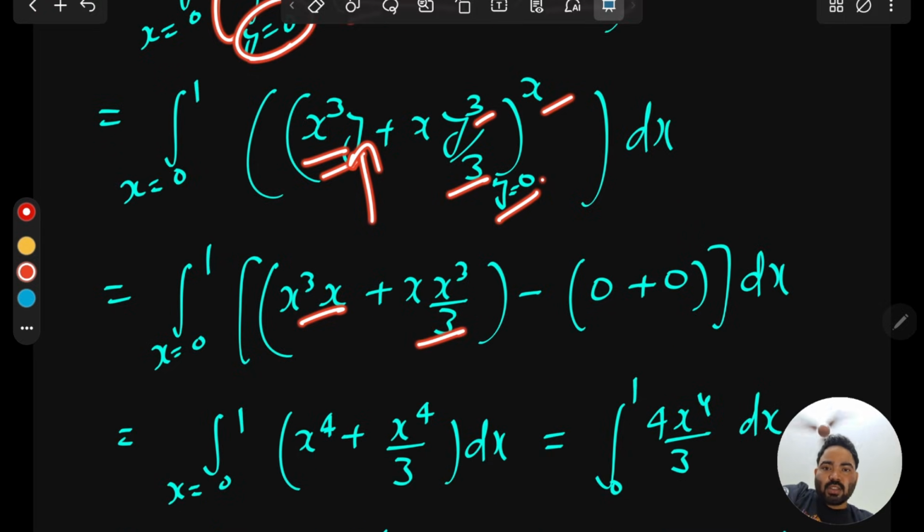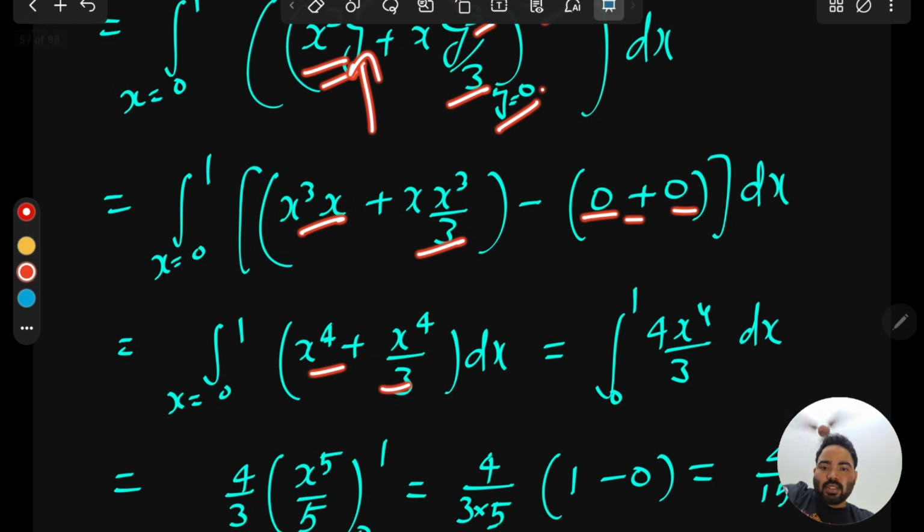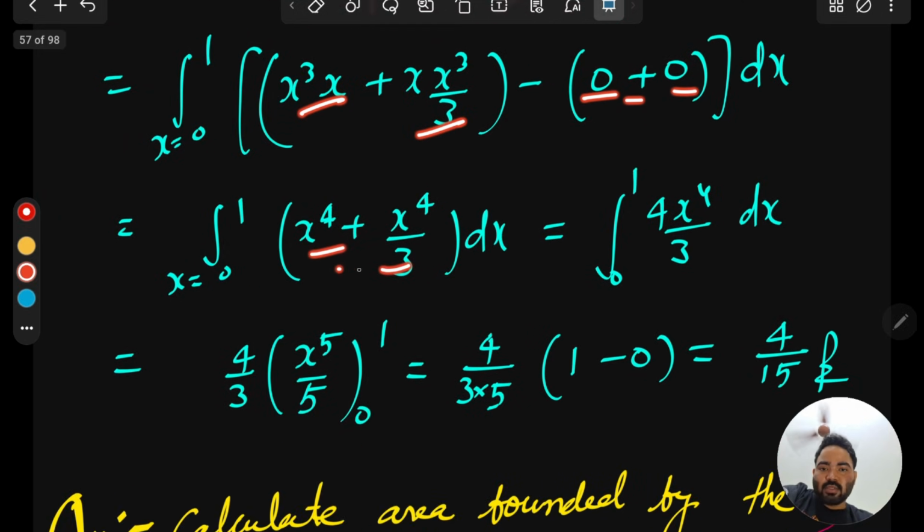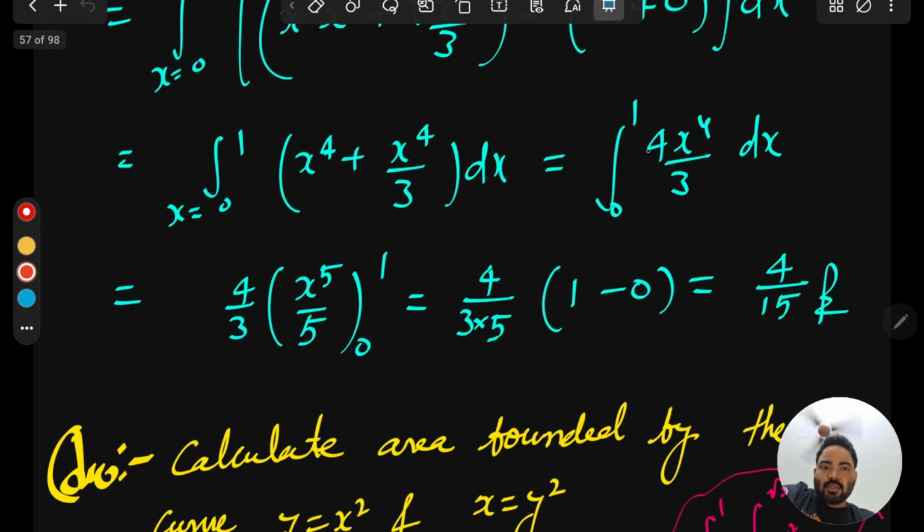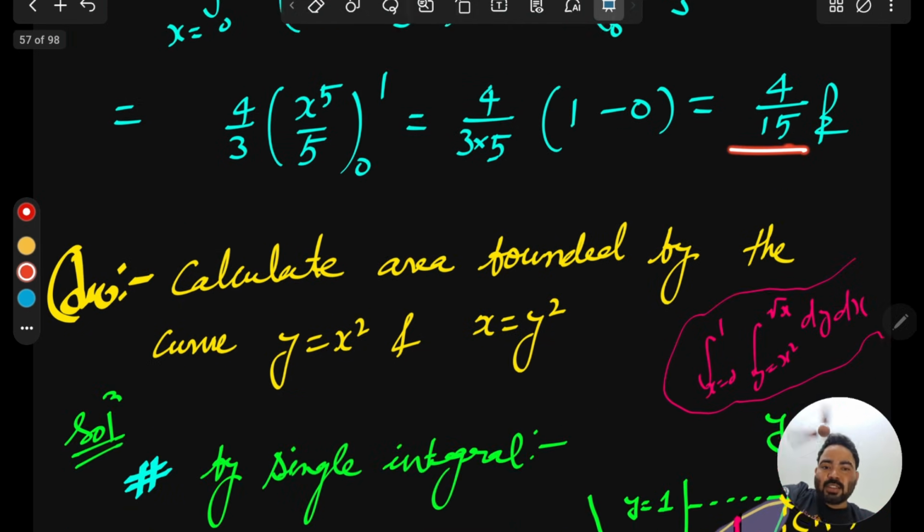Now after that, if you put the lower limit, because of this y you will get 0, and now you can solve easily. It is remaining in x only. Just solve, and after that just put the limit. So x to the 4 by 3 you can take common, and the integration of x to the 4 will give you x to the 5 by 5. Now just put the limit and you will reach the answer, whatever it will be.